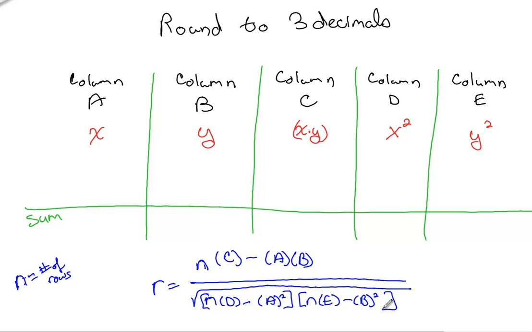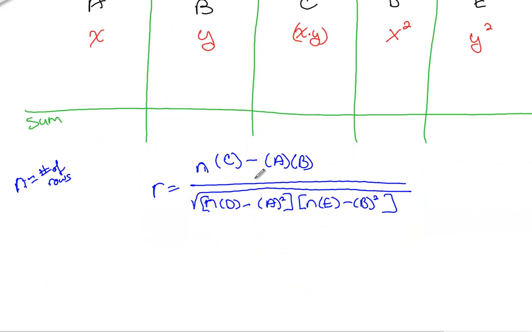So if you do this table out, these column totals is what you're going to be putting into the formula. The n, again, is the number of rows. How many different types of points did you have, basically?